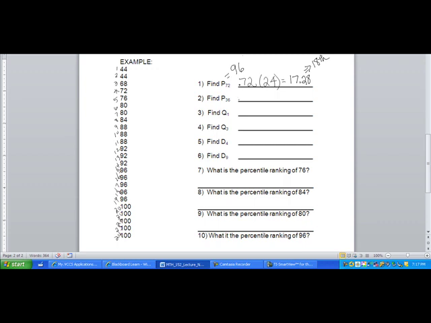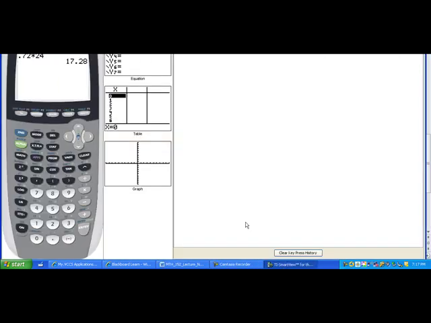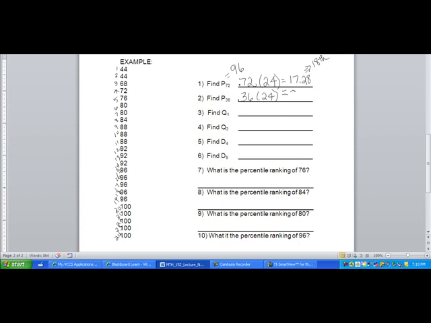Okay, the 36th percentile, I'm going to do much the same way. All right, so 0.36 by 24 is 8.64. So I'm going to take the 9th value. Okay, so there it is, 88.